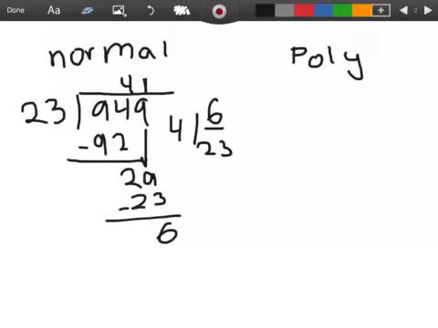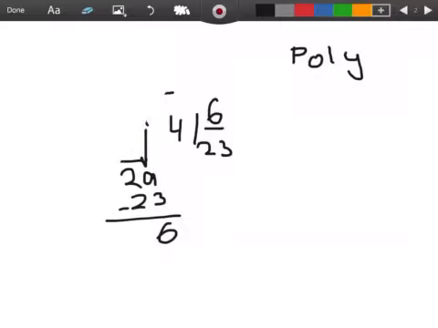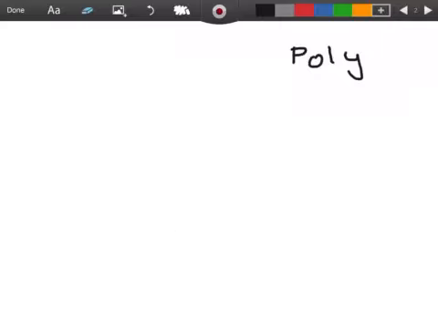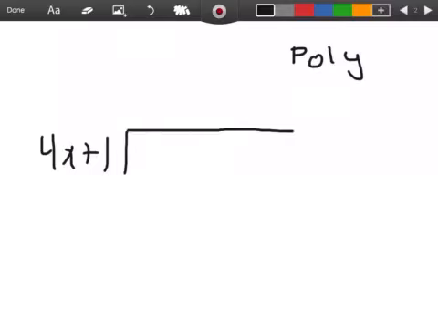And so for polynomial, it's a little bit different. So you would have a basic 4x plus 1. This is an example. And then you get 8x squared. Let's say you have 8x squared plus 6x plus 3. So this is our first example. So this is how we would do it.